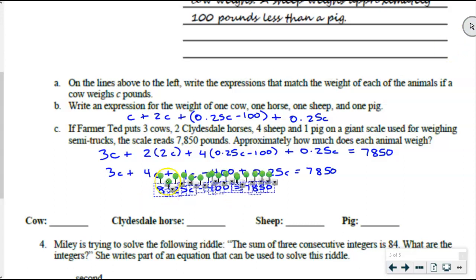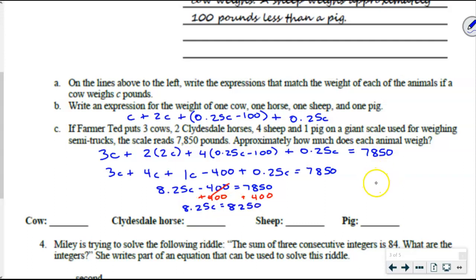Solving steps include adding 400 to each side, because minus 400 plus 400 is going to zero out. Balance it, do the same thing to the other side. That's how I end up with 8.25c is equal to 8,250. I undo the multiplication by dividing each side by 8.25. And I have c is equal to, I'm doing it in my head, but I hope you all agree that a cow weighs 1,000 pounds, right? Okay, so a cow is 1,000 pounds.